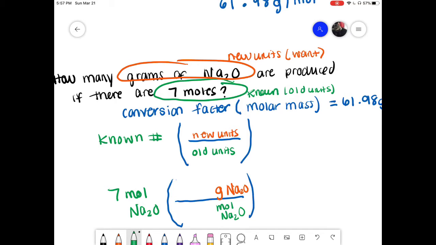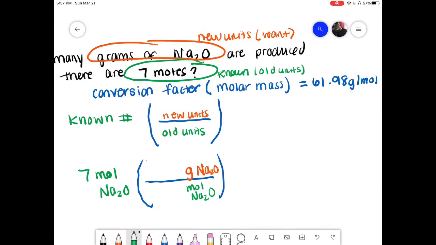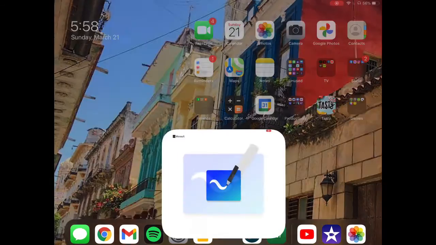So now that we know which units go where, we can go ahead and match our number. So because our conversion factor is going to be our molar mass, we are going to match the numbers that are with our units in our molar mass to the units in the parentheses. So for 61.98 grams for 1 mole, 61.98 is with grams, so we're going to put that up top, and then it's per 1 mole, so we're going to put 1 on the bottom.